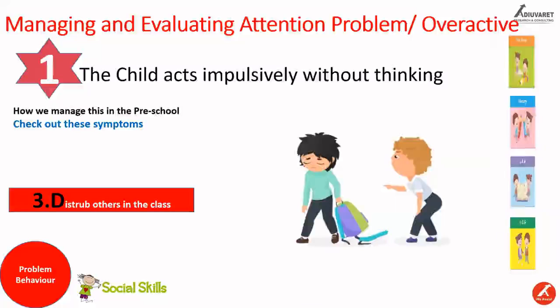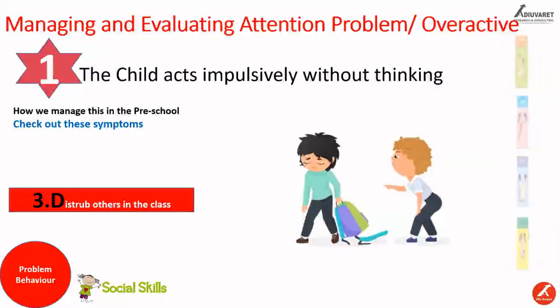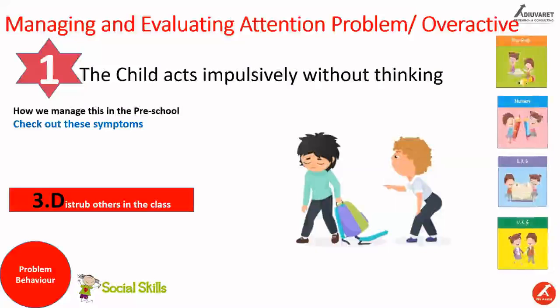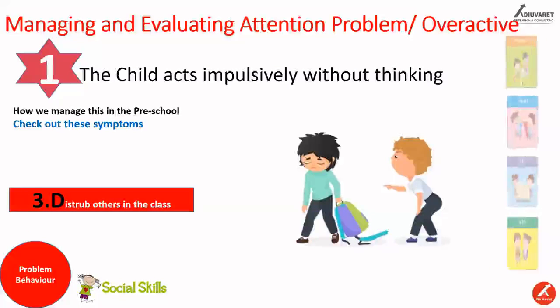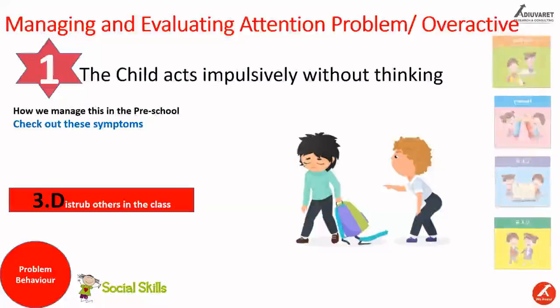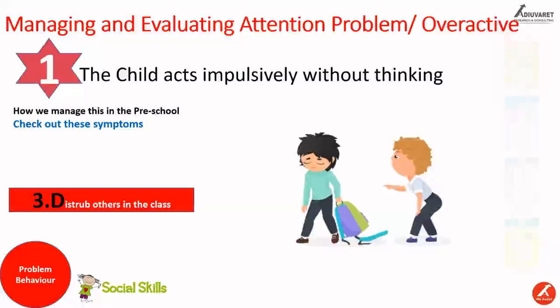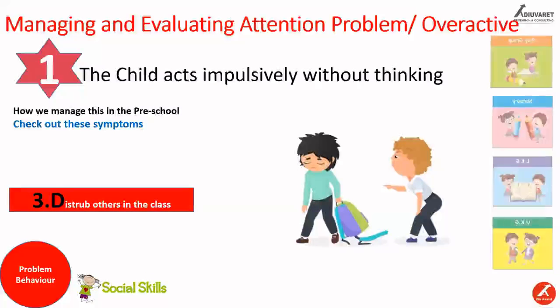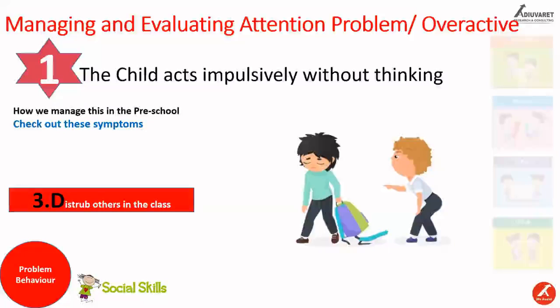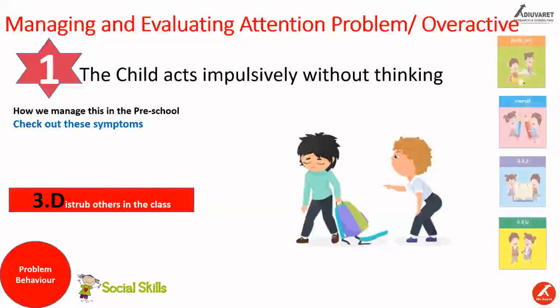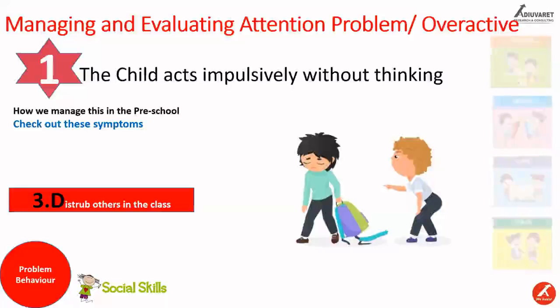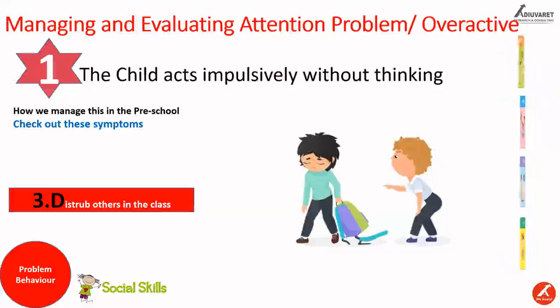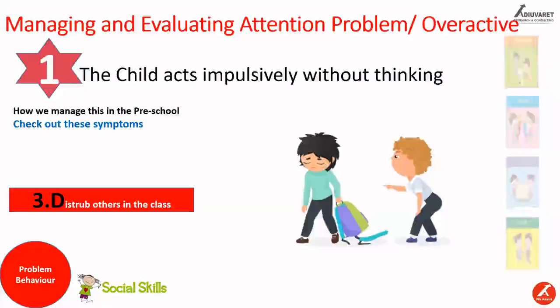So in this kind of situation, the child doesn't think while doing various things. It comes automatically. And if it is not checked, if it is not intervened, then it becomes a habitual behavior of the child. Therefore, for the teachers, it is important to keep an eye on the child if the child is behaving similarly by disturbing other children. So our third D is to check if the child disturbs others in the class or in a social gathering.